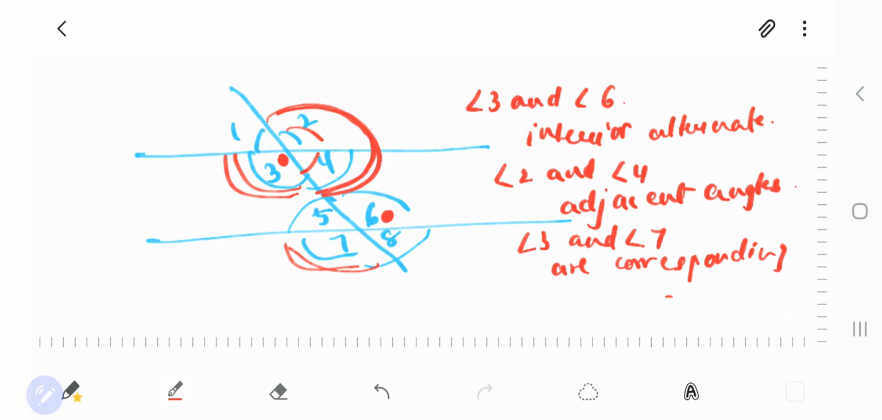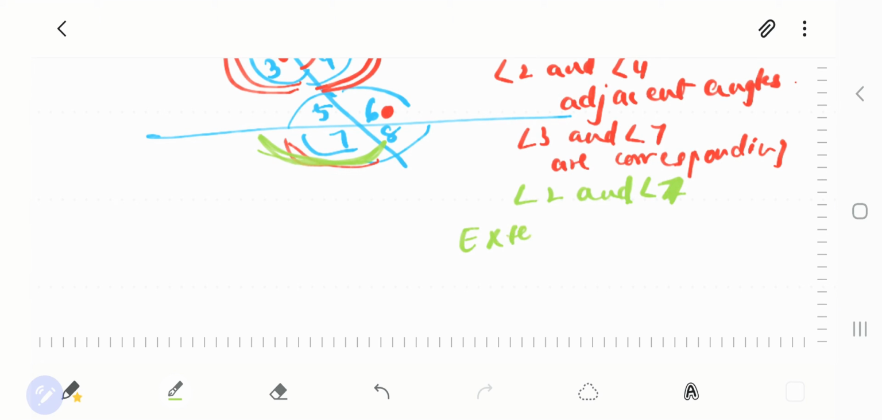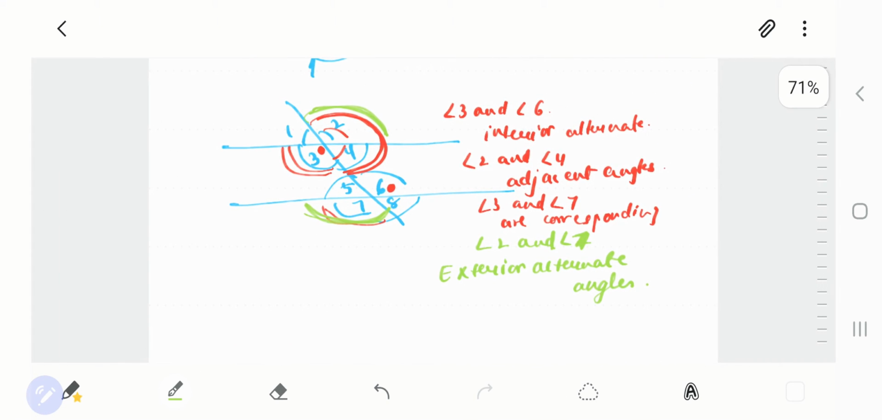2 and 7. 2 is here. Can you see it here, my dear kids? Here, this is 2 and this is 7. So they will be called as exterior alternate. Got my point clear? Okay. Then you have 4 and 6. So this is your 4. This is your 6. They are interior angles.